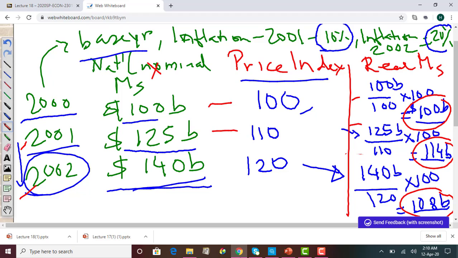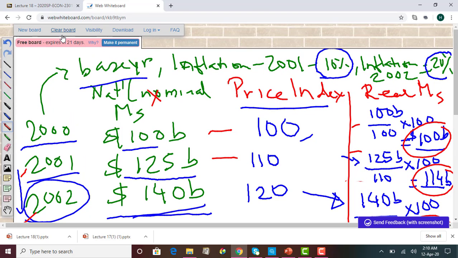So this is another example of how we can calculate the real value of money, because inflation does affect the purchasing power of money. With that, I'm going to end my lecture here today.